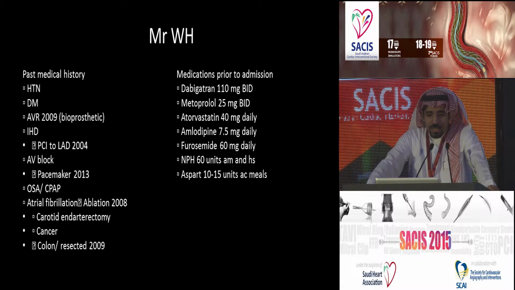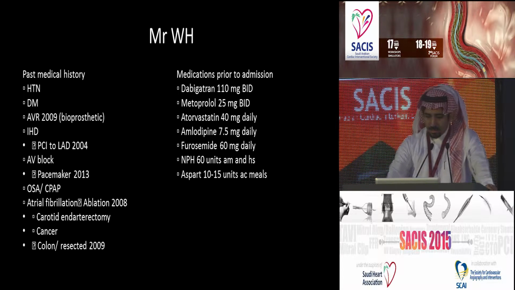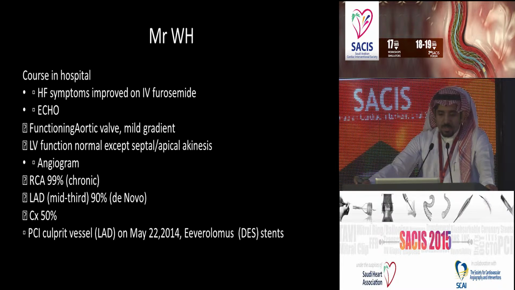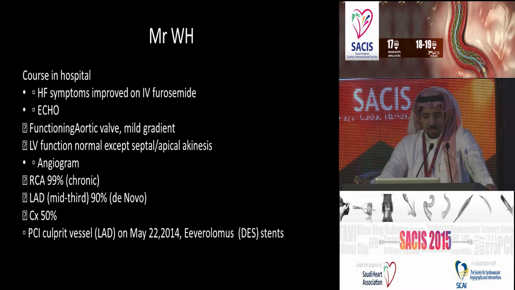So medications: dabigatran 110 milligram BID, with metoprolol 25 milligram PO BID, Lipitor, amlodipine, and some other medications. His heart failure symptoms improved on IV Lasix. His echo showed a functioning bioprosthetic aortic valve with mild gradient. His left ventricular function was normal apart from septal and apical akinesis.